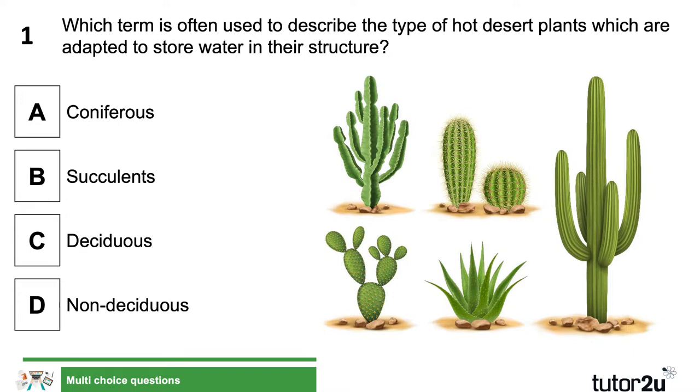So the first question is, by the way, with these, only one answer is right. These are not like the bubble quiz. So you only have to choose one. Please type it in the chat. Which term is often used to describe the type of hot desert plants which are adapted to store water in their structure? Is it A, coniferous, B, succulents, C, deciduous, or D, non-deciduous? Which of those is correct?